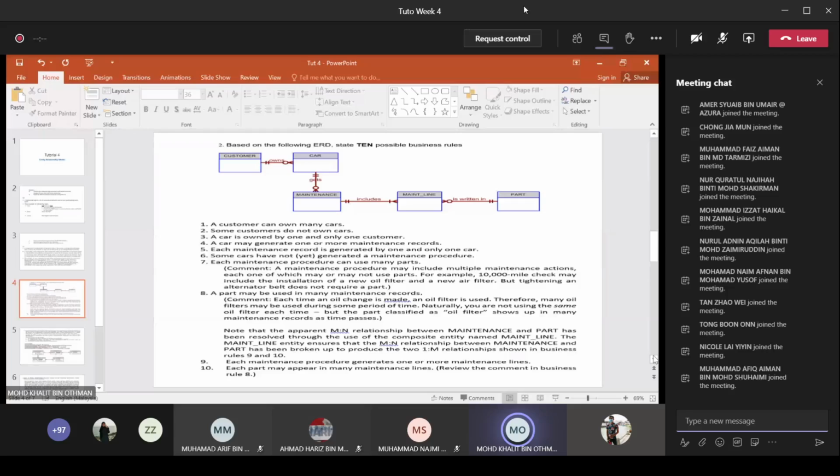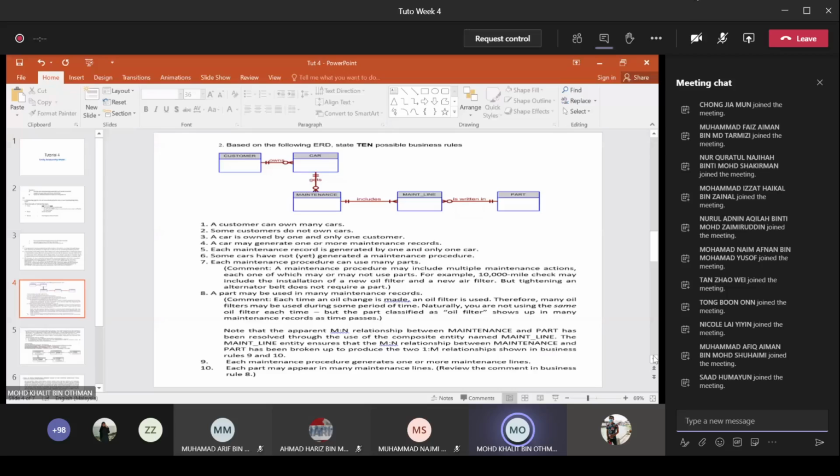Before you can develop or design your ERD, or entity relationship diagram, you must first identify the business rules that exist in the situation. And then from the business rules, you have to identify the entities and also the relationships between entities. For this question, the question gives you the ER diagram, and based on the ER diagram, you must write all possible business rules that exist in this ER diagram. You can identify them based on the association between entities, or based on the relationships that exist in this ERD.